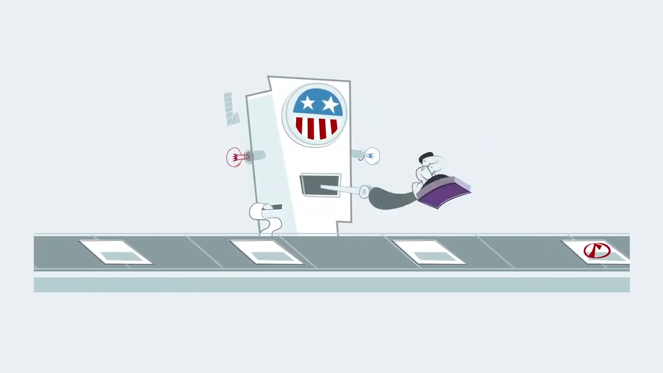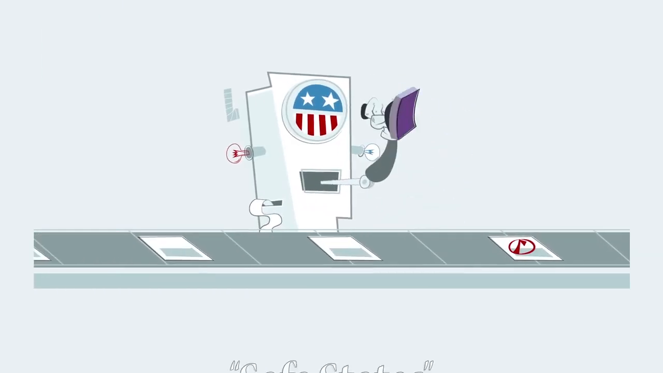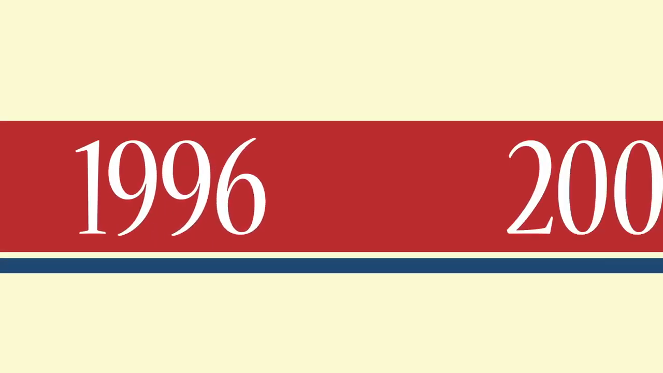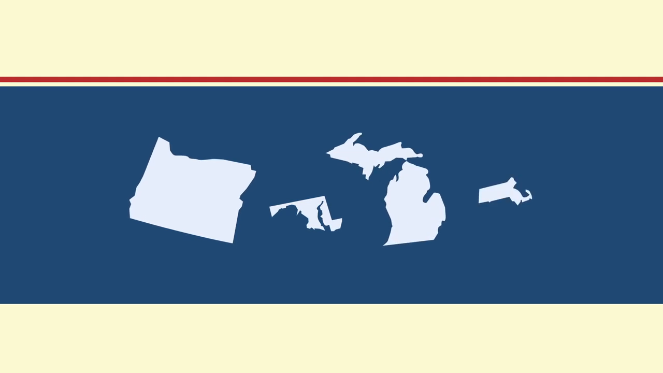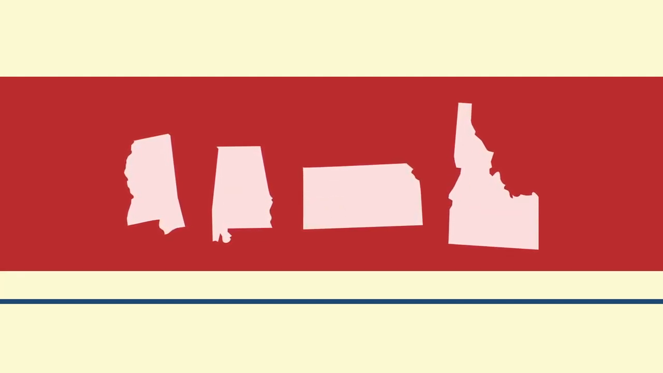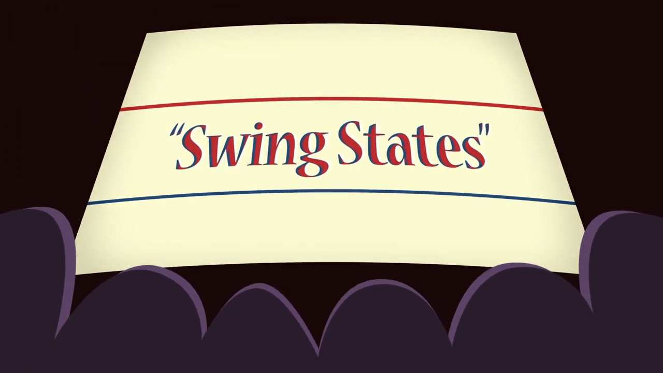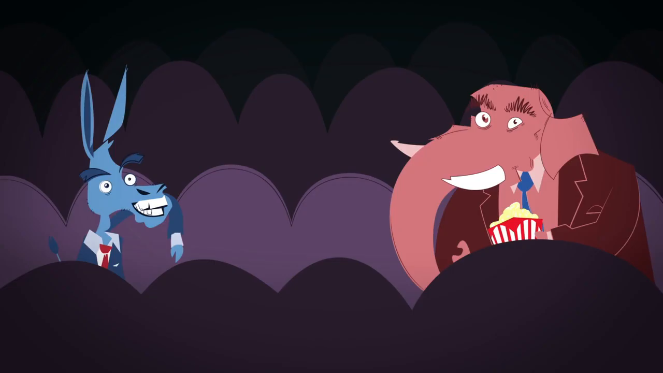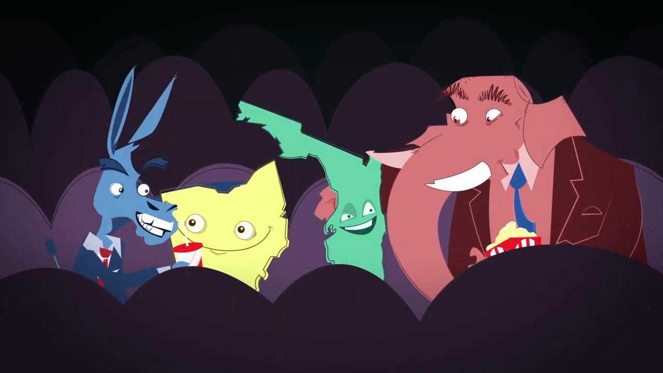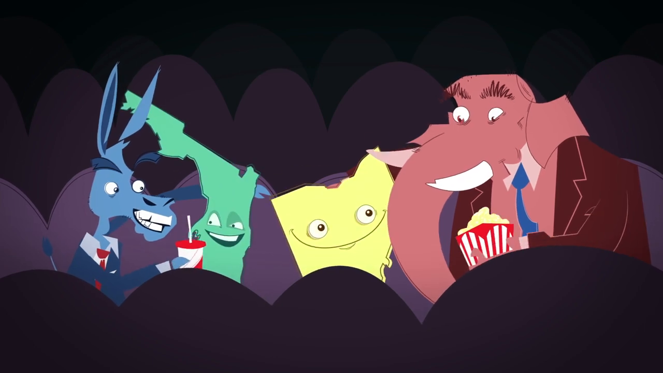There are certain states that have a long history of voting for a particular party. These are known as safe states. For the past 4 election cycles, in 1996, 2000, 2004, and 2008, Democrats could count on states like Oregon, Maryland, Michigan, and Massachusetts, whereas the Republicans could count on states like Mississippi, Alabama, Kansas, and Idaho. States that are teetering between parties are called swing states. In the past 4 election cycles, Ohio and Florida have been swing states, twice providing electoral votes for a Democratic candidate and twice providing electoral votes for a Republican candidate.